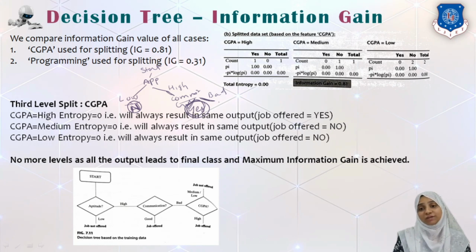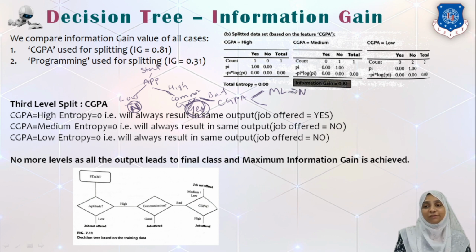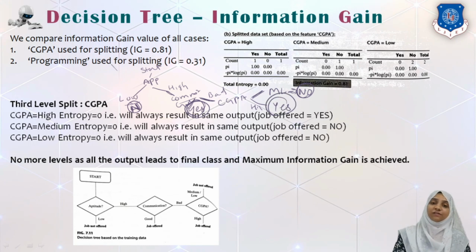If communication is good, output will always be yes, that is your class label. If communication is bad, then we have to check CGPA. As you can see, CGPA can have three different values, but for medium and low, output will always be no. So this is my class label, and for CGPA high, output will always be yes. So this is my complete decision tree for the given data set of 8.